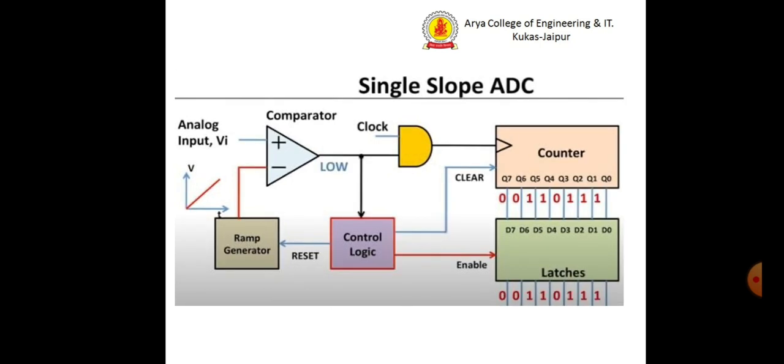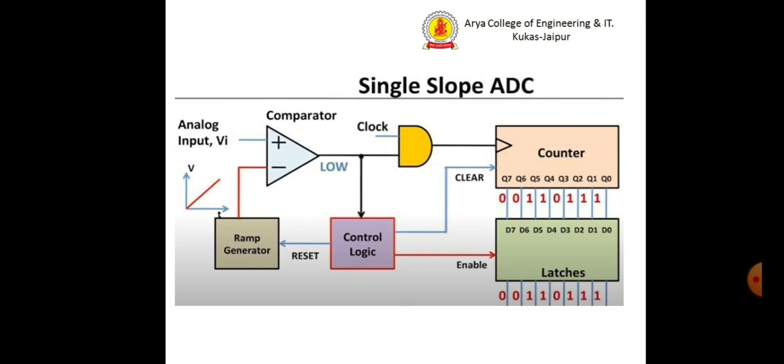Next, at the time when the ramp generator output, that is the ramp signal, becomes greater than your analog input, the comparator will give a low. This will disable the clock and the counter will stop counting. Now, the output from the latch will be displayed as the A to D conversion of the applied input.